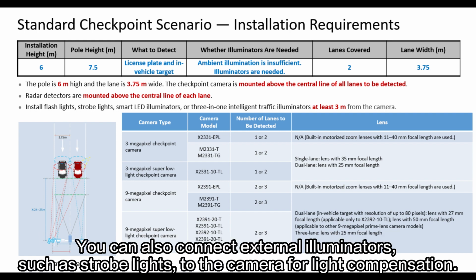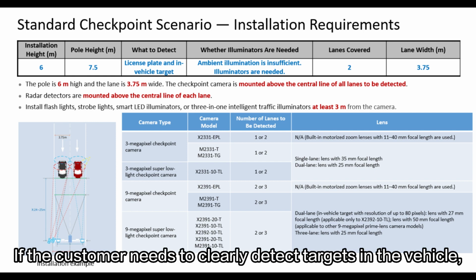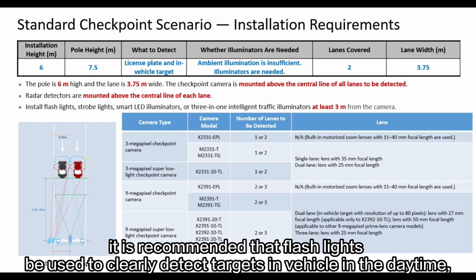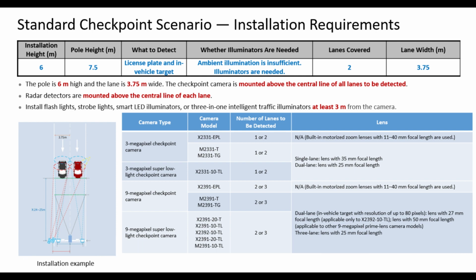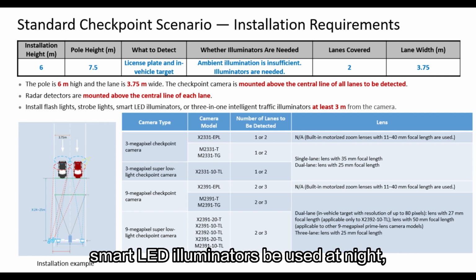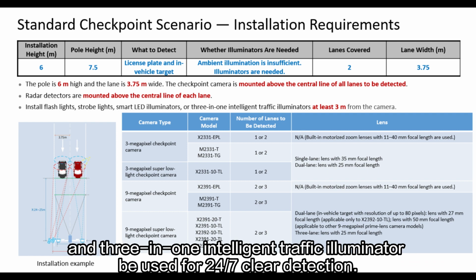You can also connect external illuminators, such as strobe lights, to the camera for light compensation. If the customer needs to clearly detect targets in the vehicle, it is recommended that flashlights be used to clearly detect targets in the vehicle in the daytime, smart LED illuminators be used at night, and 3-in-1 intelligent traffic illuminators be used for 24/7 clear detection.